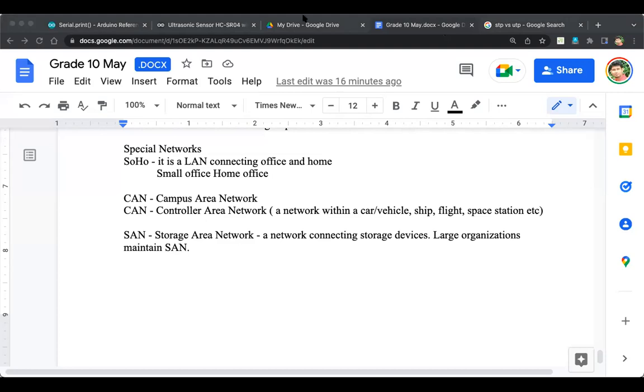Right then, so that is UTP, STP. Which one has higher quality? UTP or STP has higher quality?